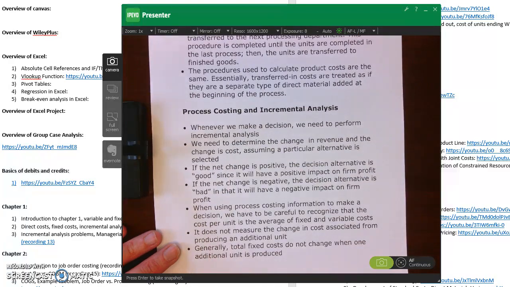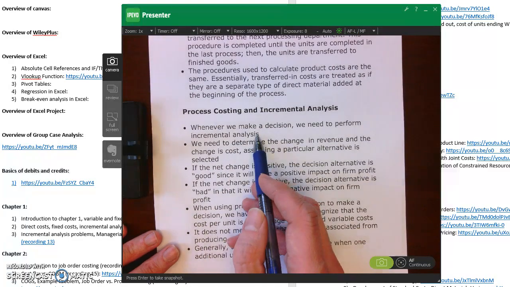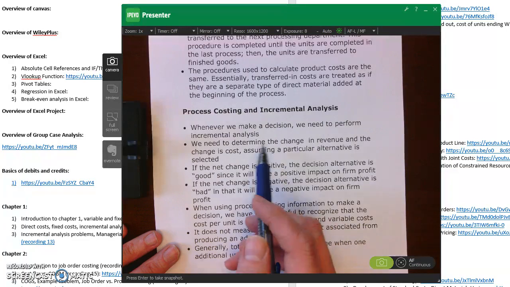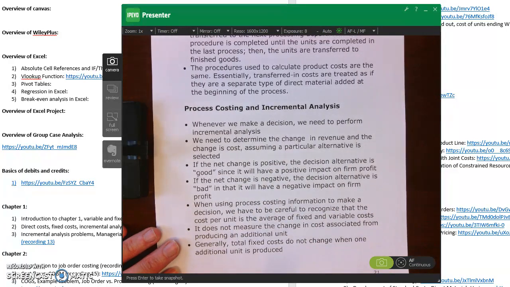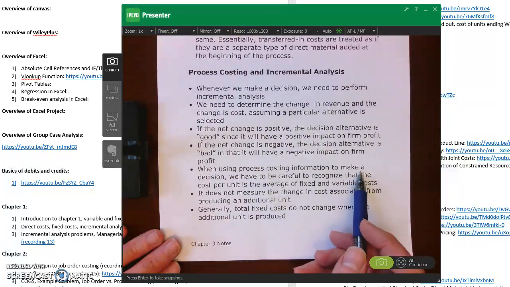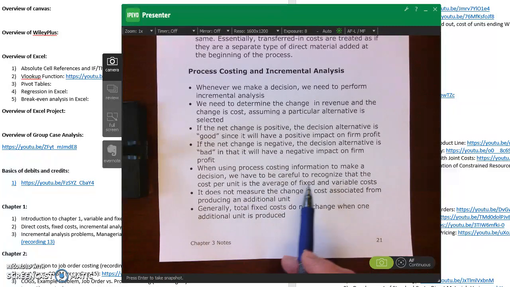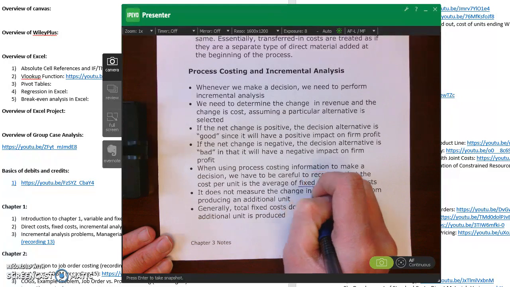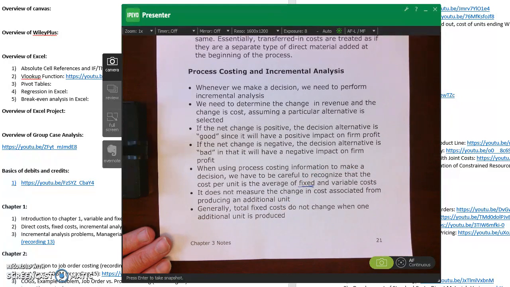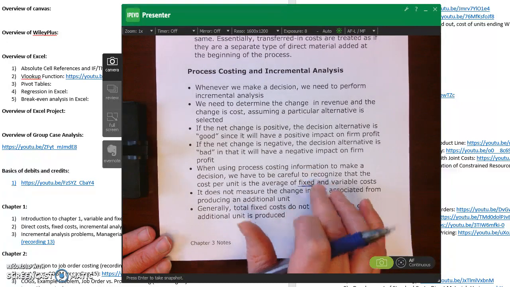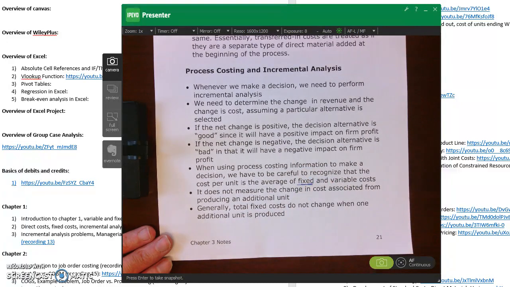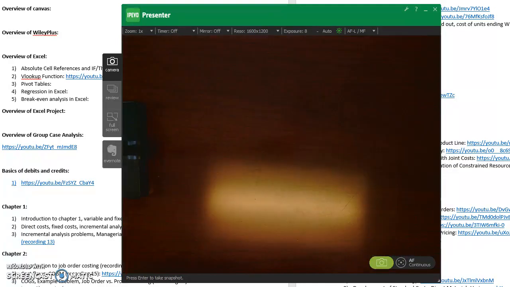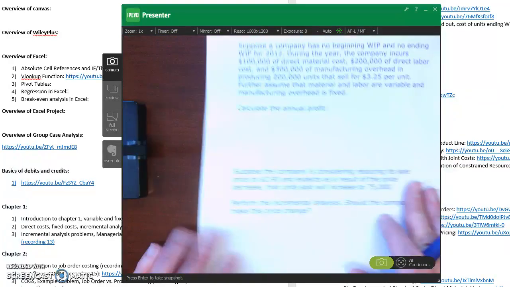This is process costing and then an incremental analysis. Whenever we make a decision, we need to think about incremental analysis. When we use process costing information, we have to be careful to recognize that the cost per unit is the average of fixed and variable. Right? So now, if we're thinking about doing something, and we still incur those same fixed costs, those fixed costs will not be relevant. Okay? So if we look over here, we have two problems.